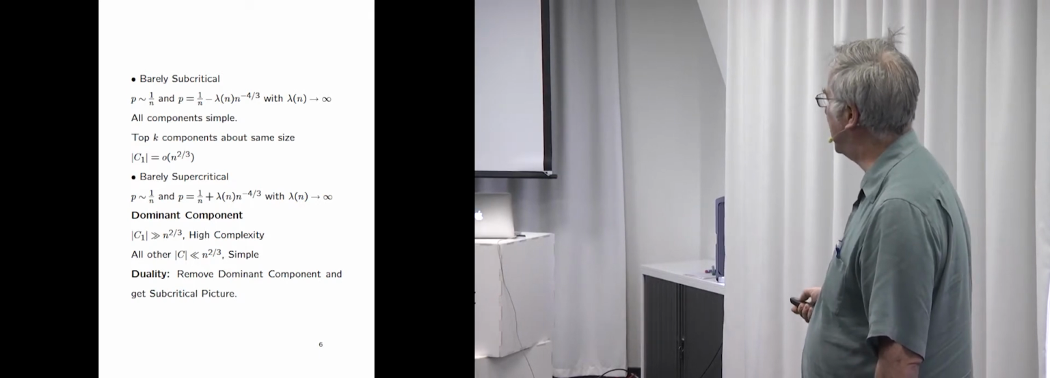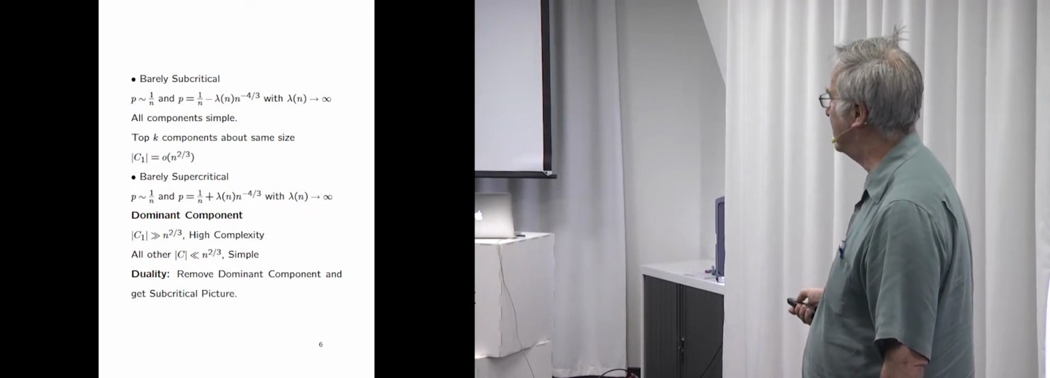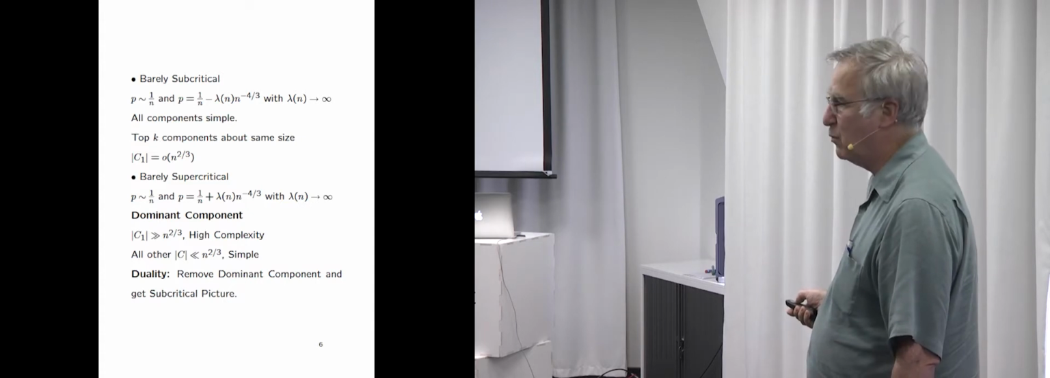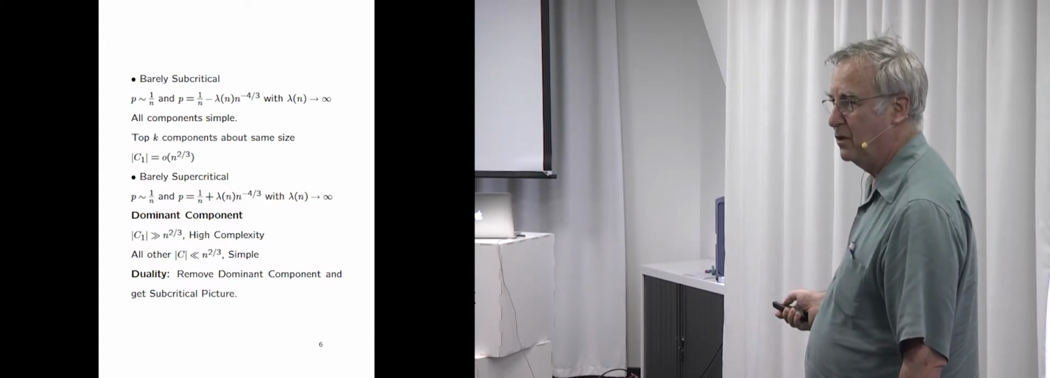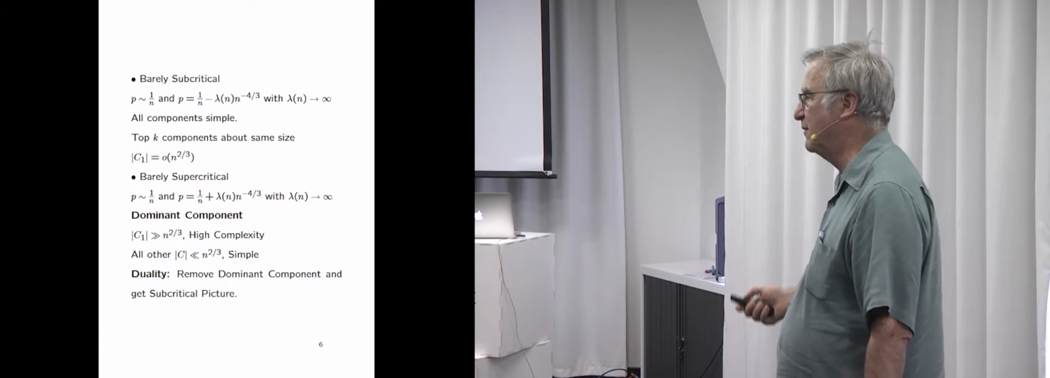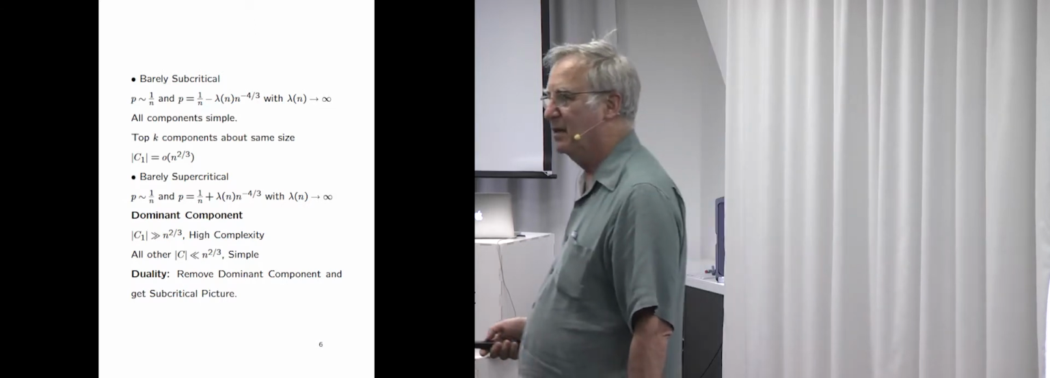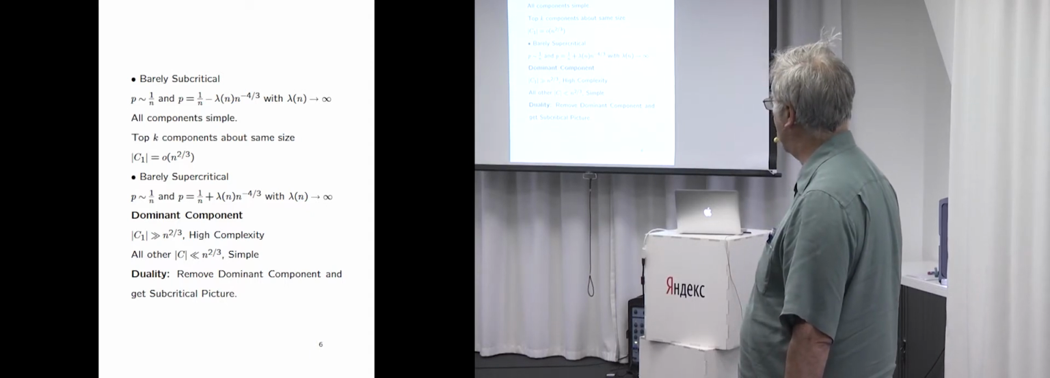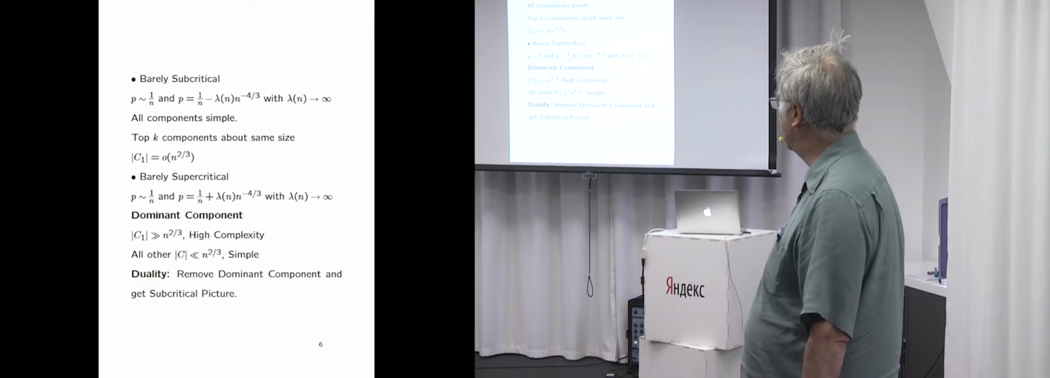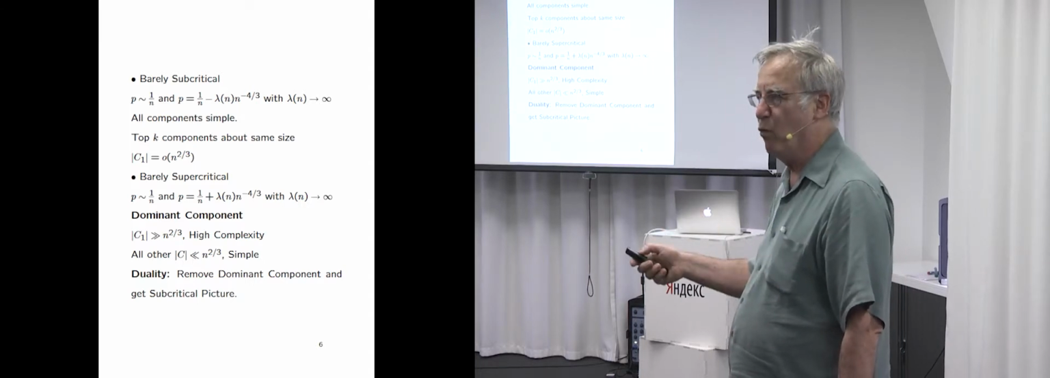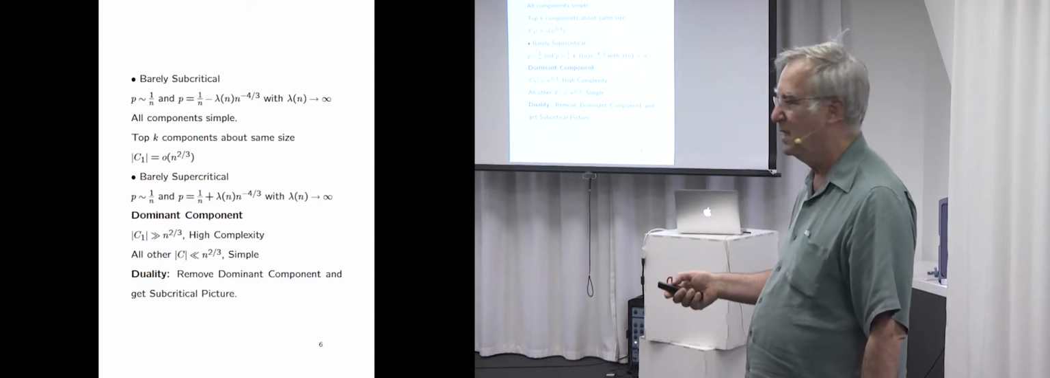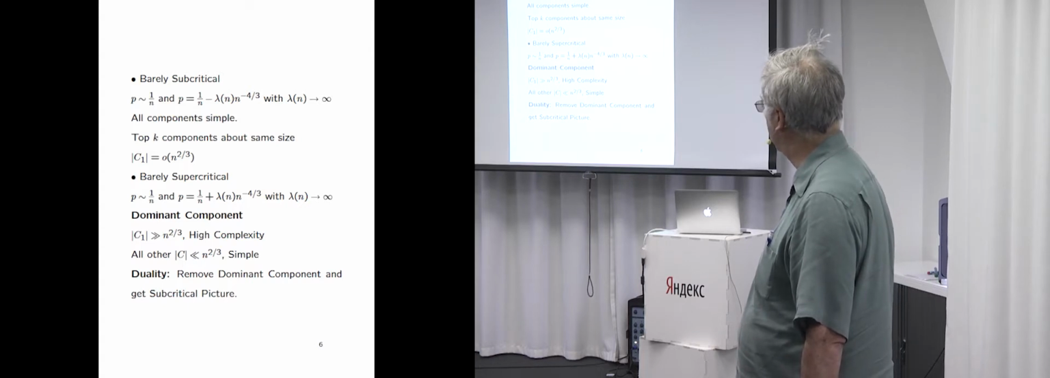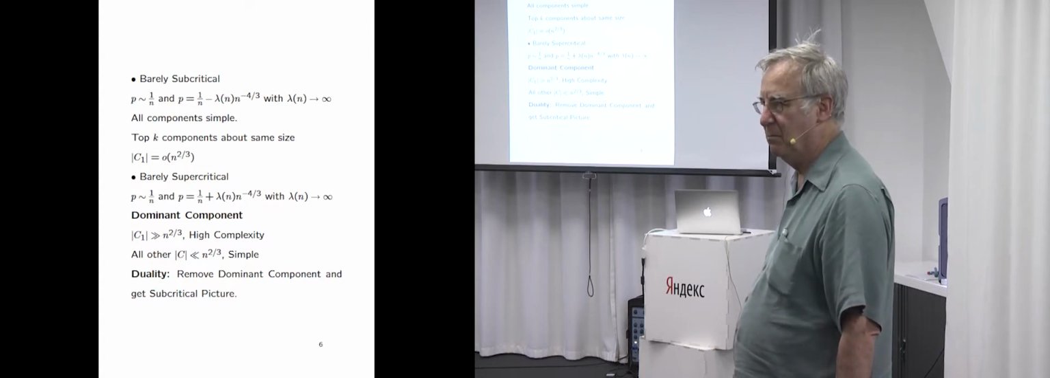So this biggest one might be 10 n to the 2/3, and it will not be a tree or unicyclic. It will have some reasonably high complexity, still, but constant. And all the others, so maybe the biggest one is 10 n to the 2/3, and then the second biggest one will be 0.1 n to the 2/3. And all the other ones will be simple.